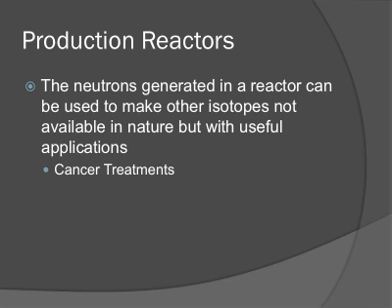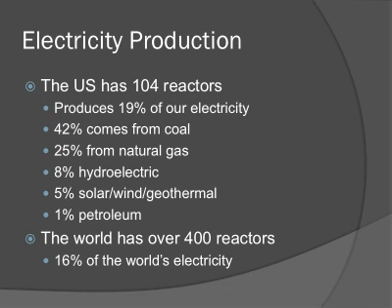All right, and then we're going to spend a lot of time talking about electricity. The U.S. has 104 nuclear reactors, and this produces 19% of our electricity. 42% of it comes from coal, 25% from natural gas, 8% from hydroelectric, which is water, 5% from solar, wind, and geothermal, and 1% from petroleum. The world as a whole has over 400 reactors. So we as a country have approximately 25% of the reactors in the whole world, which is a pretty good percentage.